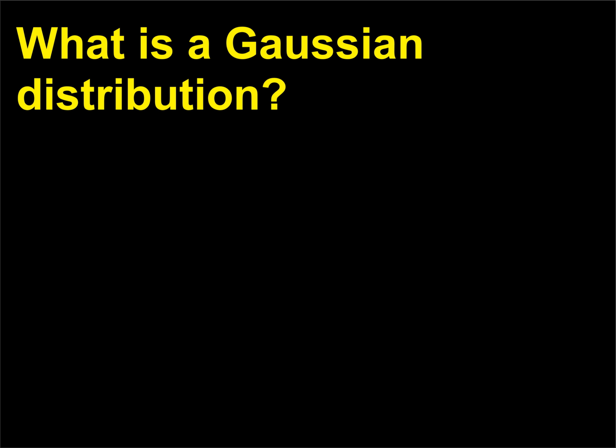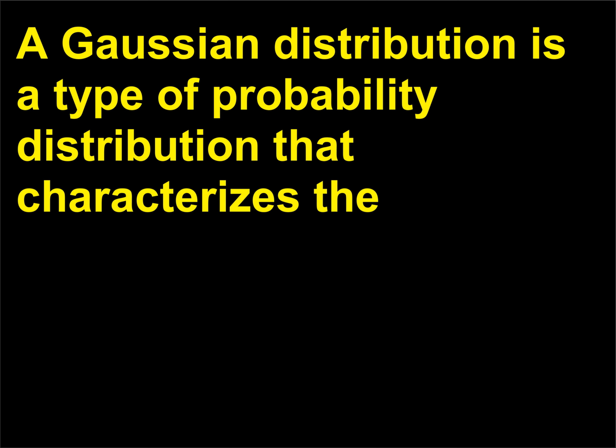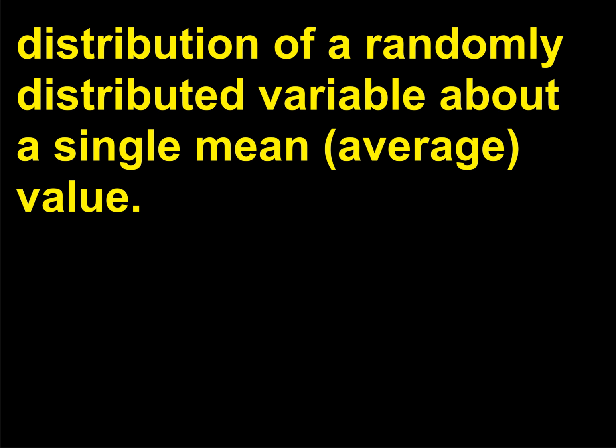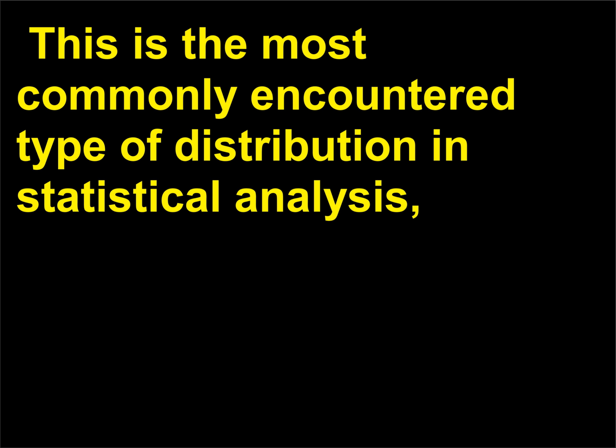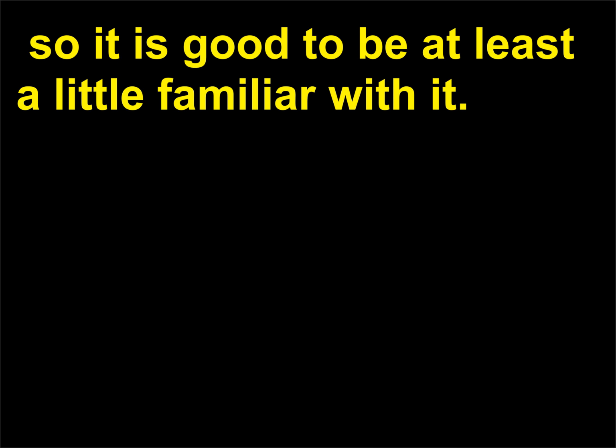What is a Gaussian distribution? A Gaussian distribution is a type of probability distribution that characterizes the distribution of a randomly distributed variable about a single mean, average, value. This is the most commonly encountered type of distribution in statistical analysis. So it is good to be at least a little familiar with it.